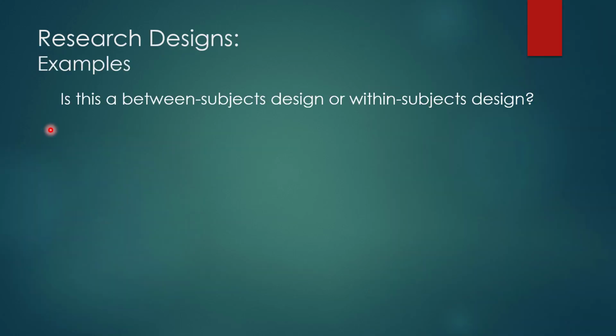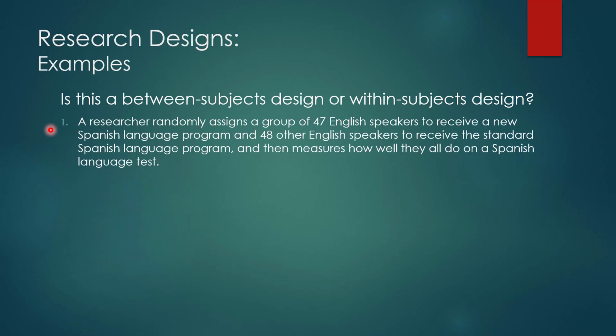So now before we go on any further, I just want to make sure that we really have a good solid foundation of what the differences are. We'll come back in a later video and dive more into within subjects design, but hopefully you have a basic understanding and can recognize an example of the different designs. In this example, a researcher randomly assigns a group of 47 English speakers to receive a new Spanish language program and 48 other English speakers to receive the standard Spanish language program, and then measures how well they'll do on a Spanish language test.